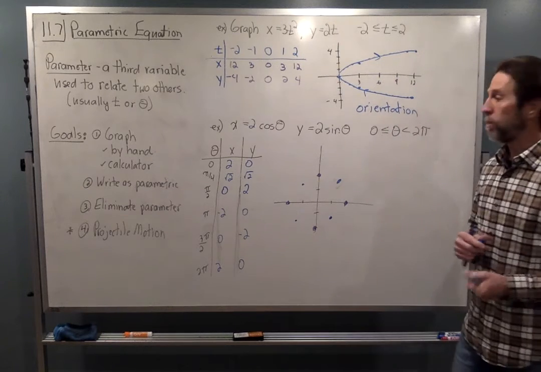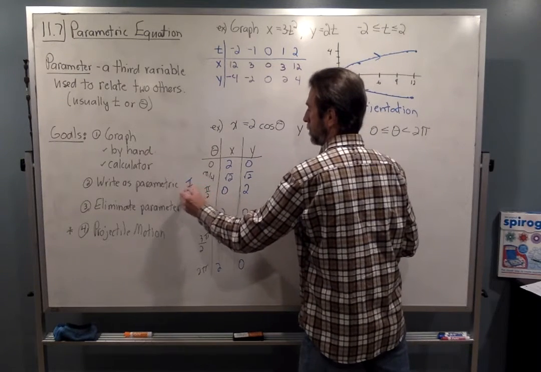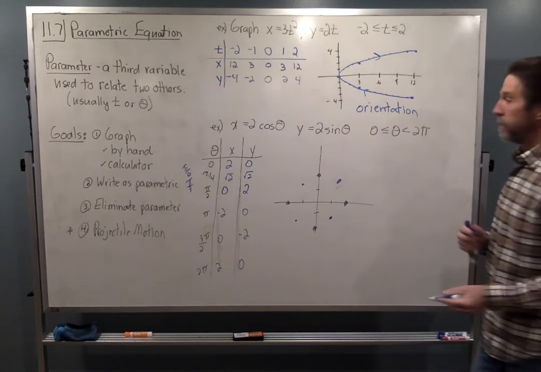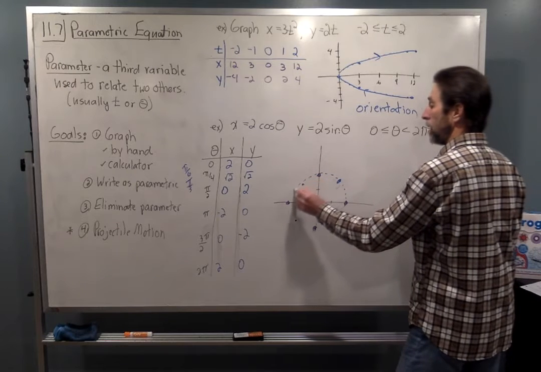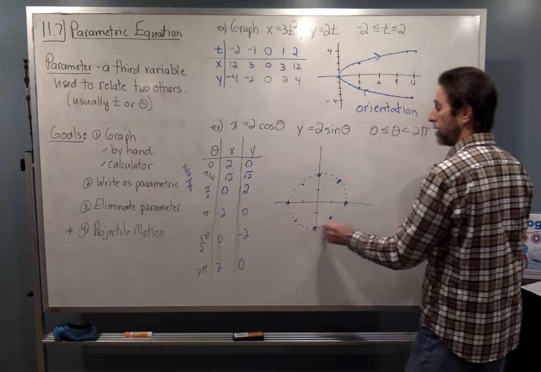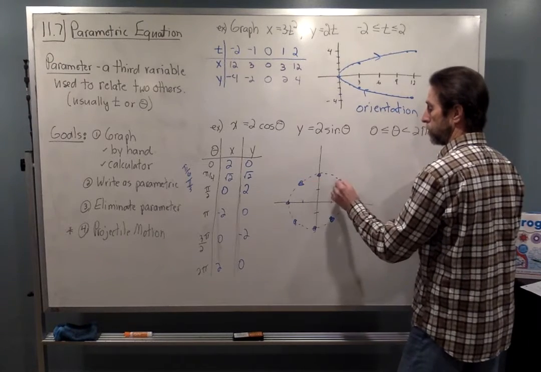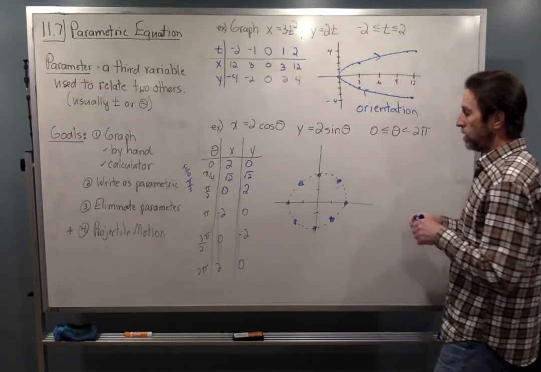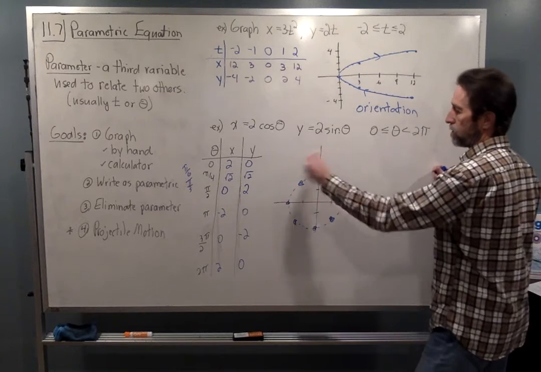We could do the same thing with pi over 3. Squeeze that in. We could do pi over 6. And we could find all of these other points. And what we would end up seeing, as I find more and more of these, is a circle. Probably not a big surprise. Now, as far as the orientation, it did start right here. So the orientation is going this way.